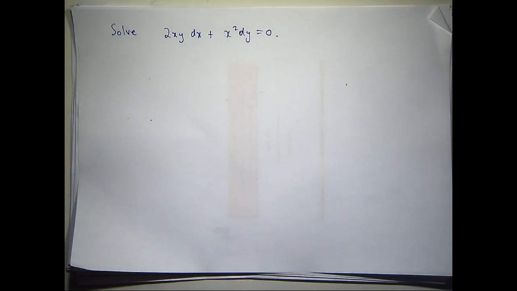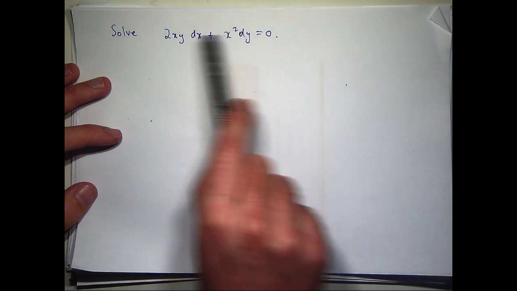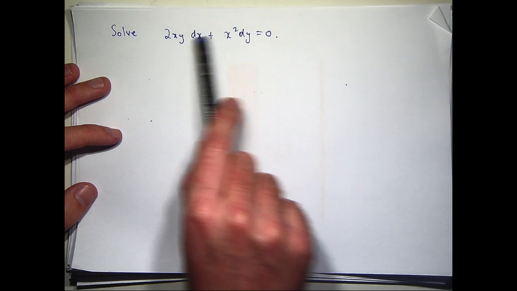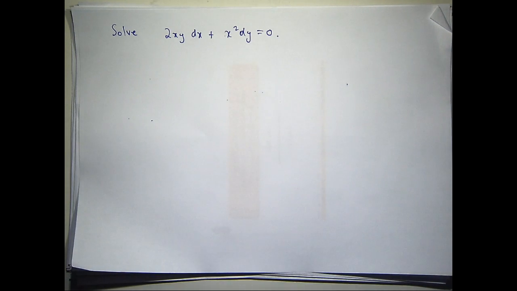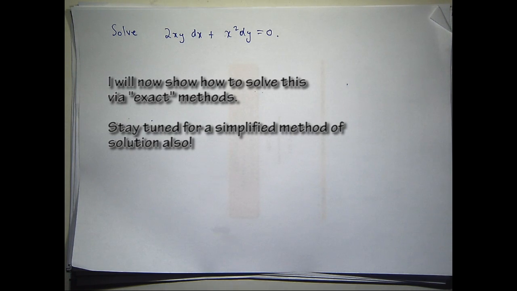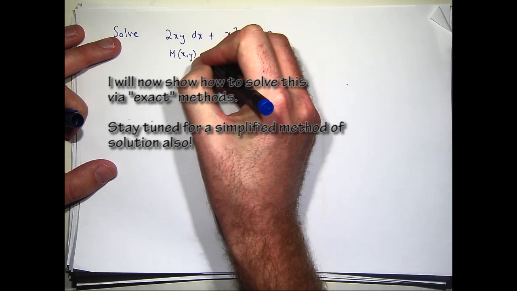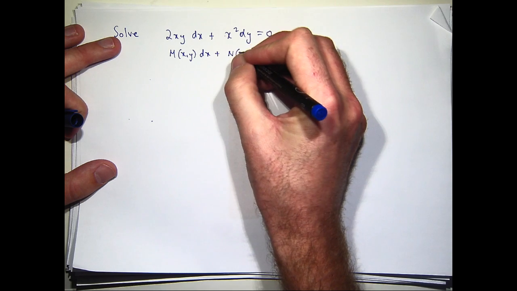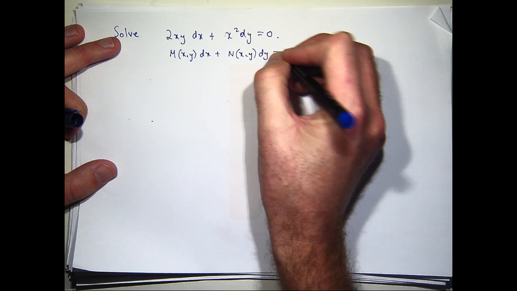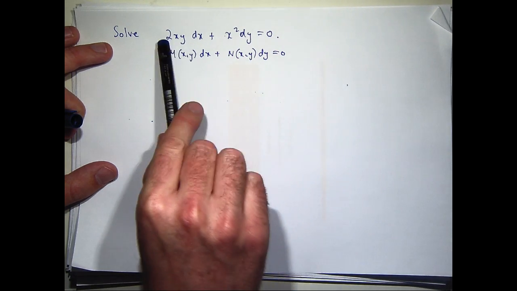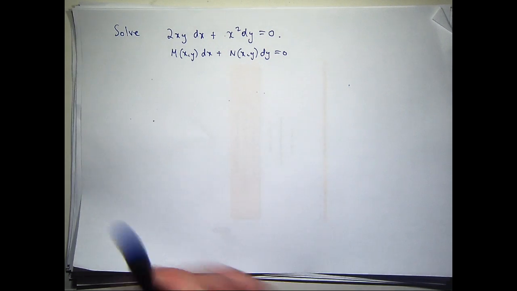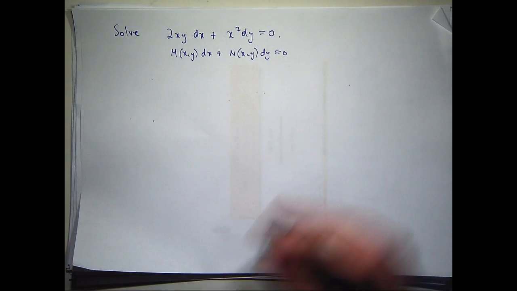Now, you can see here that at least on the left-hand side, the differentials have been separated. So if I was about to take a bet on this, I would bet that this was an exact differential equation. Okay, because it's of the following form, where M is 2xy and N is x squared.